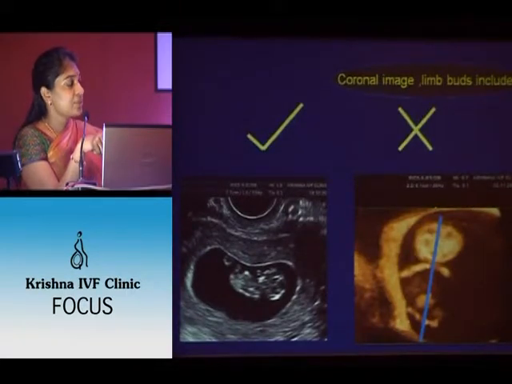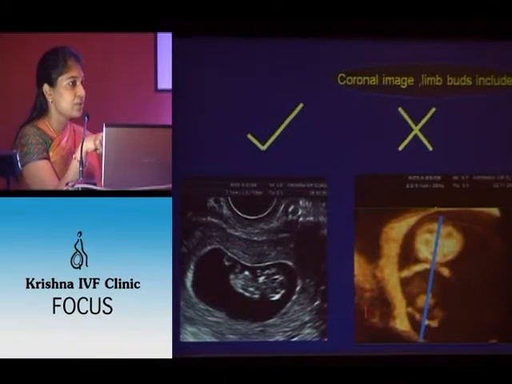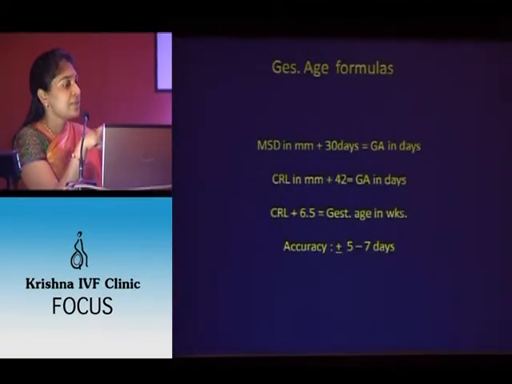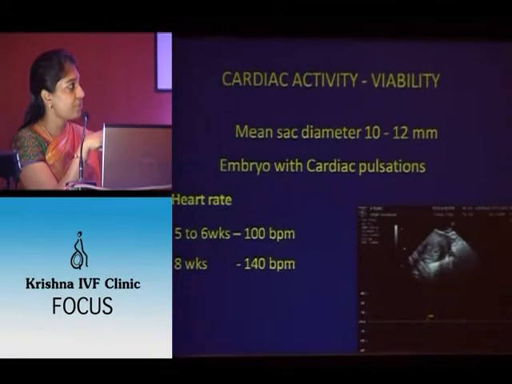And this is the picture in which we usually take the CRL measurement, but this is a coronal view, so we should avoid taking CRLs in this view, and we should take it in the sagittal view. So once you get a CRL, CRL plus 6.5 gives the gestational age in weeks. Again, the ideal time for assessing the gestational age is not too early. We have to wait at least till 10 weeks to assess the gestational age.